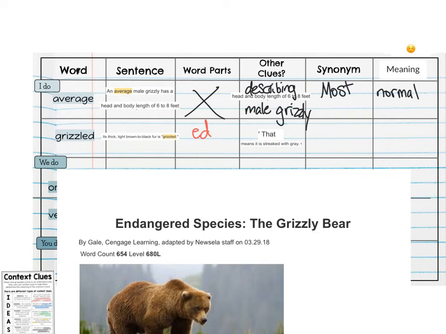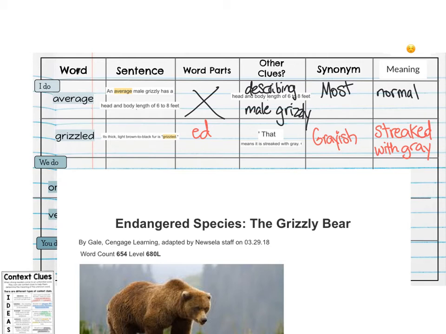So now I'm looking for other clues. And the rest around that paragraph, right after the word, it says, that means it is streaked with gray. That's another clue, and it actually gives us the meaning. So grizzled means streaked with gray. And a synonym for that might be something like grayish. So now I know that their fur is grizzled or streaked with gray.